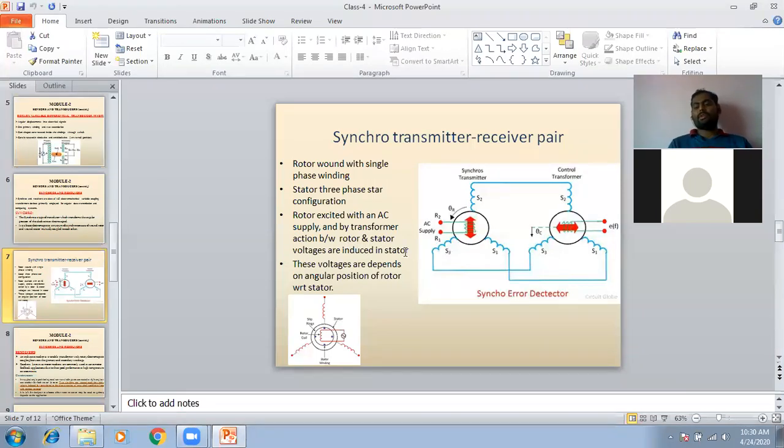The transformer action, you know, when you excite a primary winding, due to the flux linkages some voltage will be induced in the secondary winding. In a similar manner, this is going to work. That is nothing but a synchro transmitter pair. So always we are going to use the synchros as a synchro transmitter receiver pair, right?